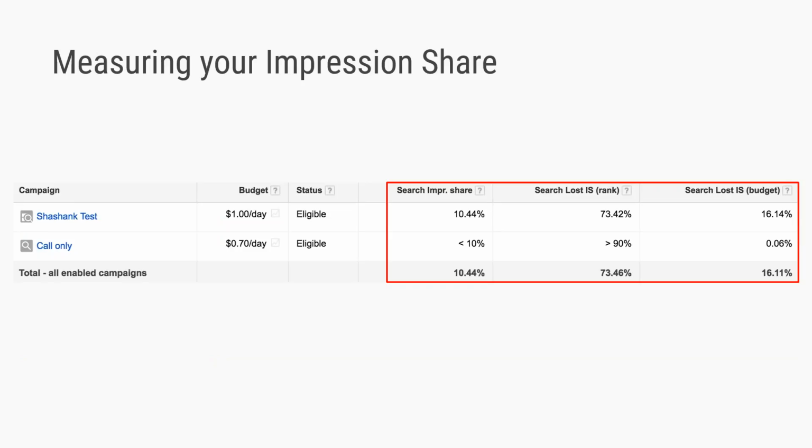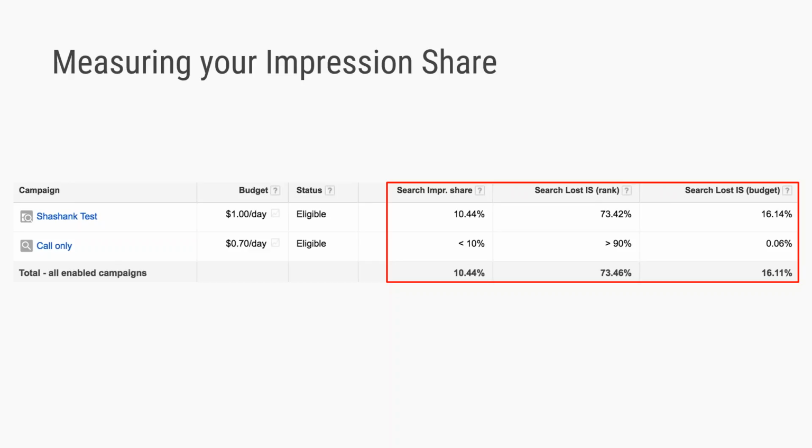Impression share is interesting data if you would like to know what opportunity you have captured already and what opportunity is available for you. Impression share is the percentage of impressions that your ads receive compared to the total number of impressions that your ads could get. So if your ad could have appeared 100 times, but it appeared only 20 times, then your impression share would be 20 by 100, which is 20%.